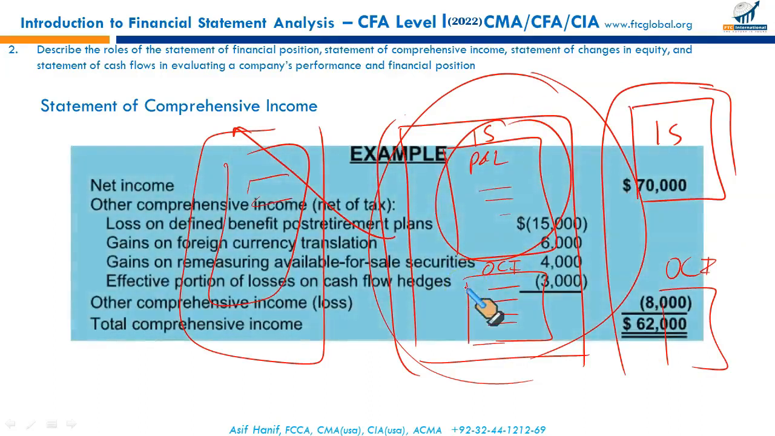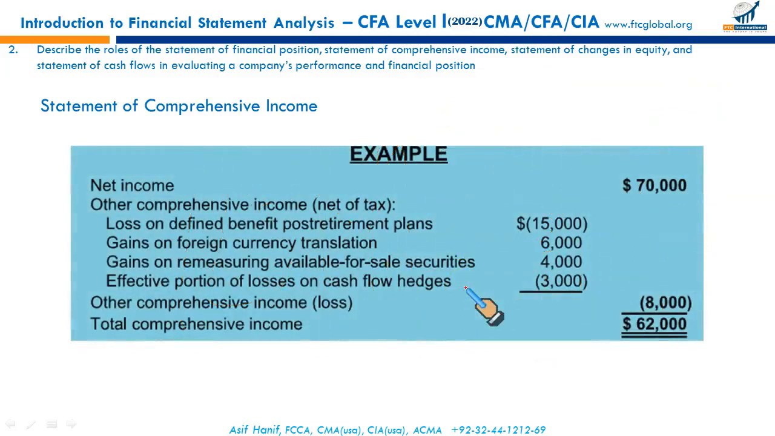And this is the extract I have taken from our CMA Part 1 External Financial Reporting. These are the contents you will see in other comprehensive income. These are the transactions so distinct that they are not reported as a part of your income statement. We will just go briefly. Loss on defined benefit post-retirement plan. Any gain and loss on this plan is reported as a part of OCI.